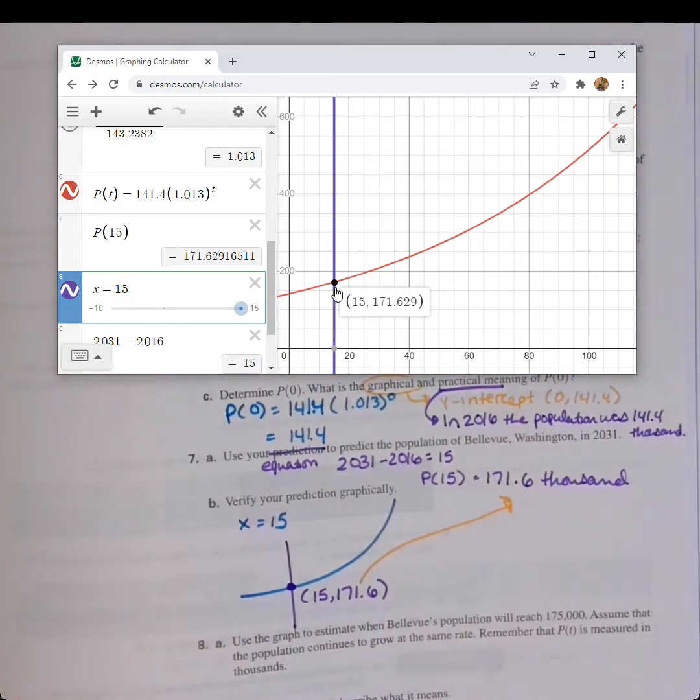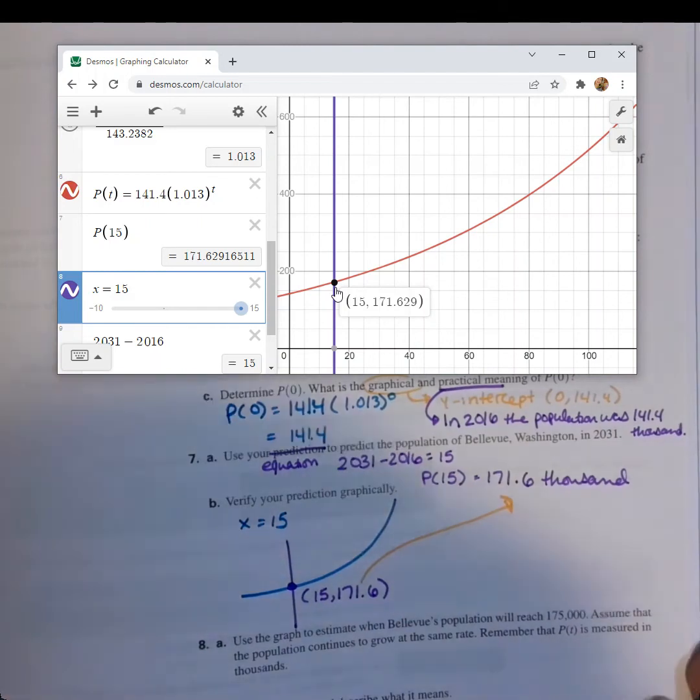So there's always more than one way to make a prediction. We made this prediction with a function, in function notation, and we made this prediction here graphically.